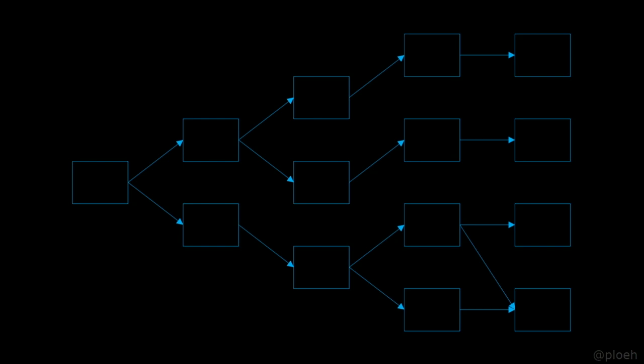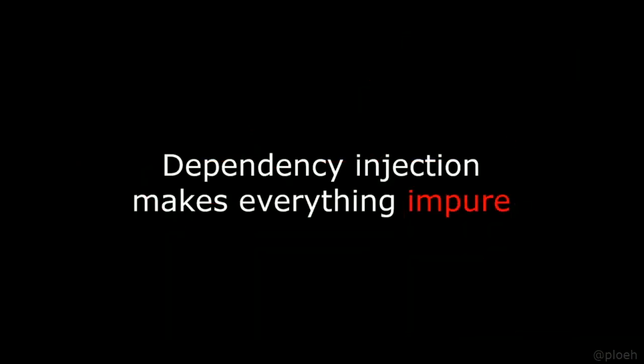Now, the leaf nodes are typically where you have all your impure stuff happening. These are the dependencies that actually talk to databases and send out emails and all sorts of things. And they are almost by definition impure. So if you have something that is impure, and you have another object that contains and calls into the impure code, that means that caller must also be impure as well. So impurity is totally infectious. Dependency injection makes everything impure, and that's why it's not functional.